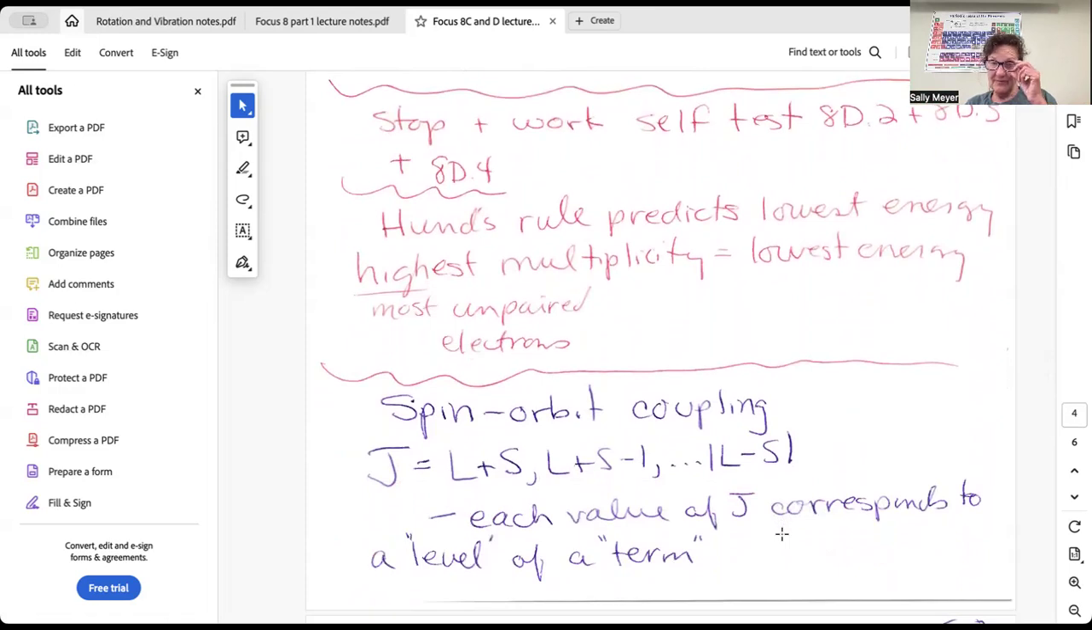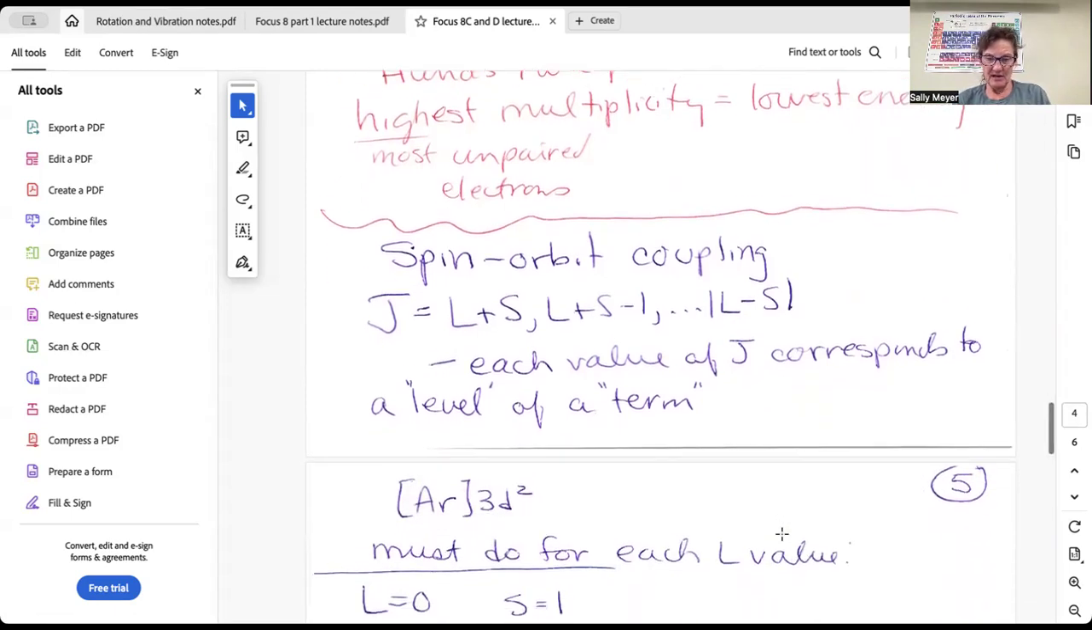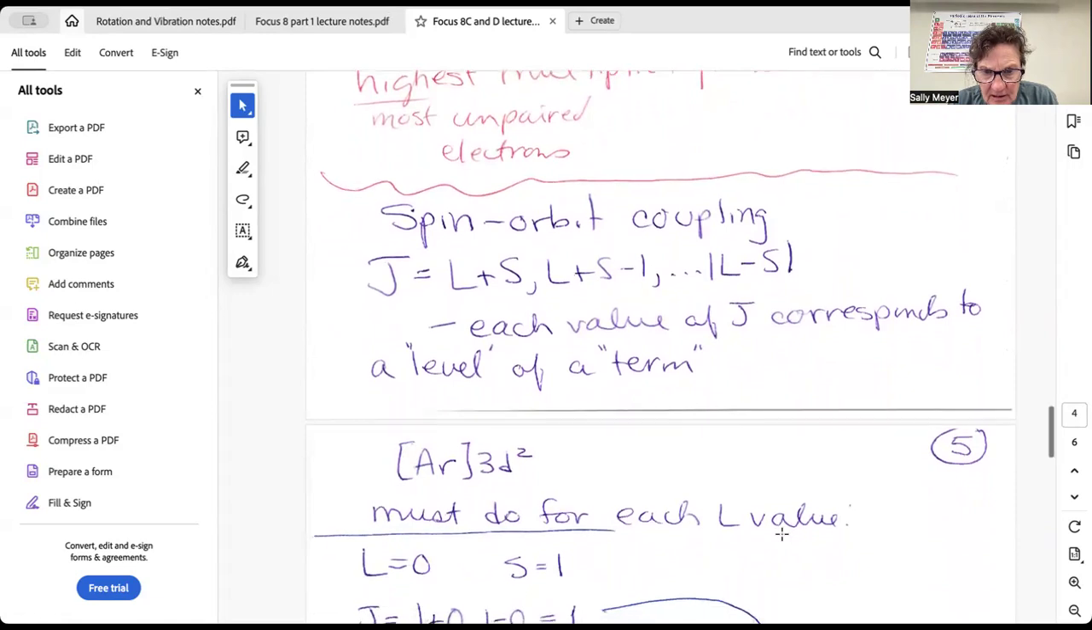Now we have to take the spin and the orbital angular momentum and couple them. Both of these are also just magnetic properties, and so they can couple in different ways, different orientations, and that will be given the letter J. So the total angular momentum is the contribution of the orbital angular momentum and the electron spin angular momentum. Each value of J corresponds to a level of a term. That's just some terminology.